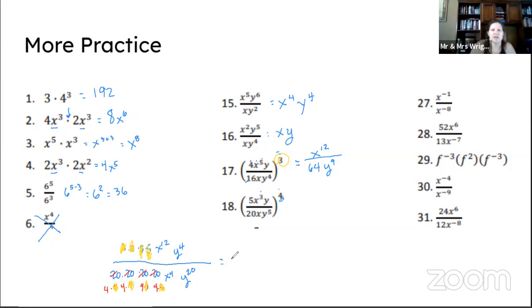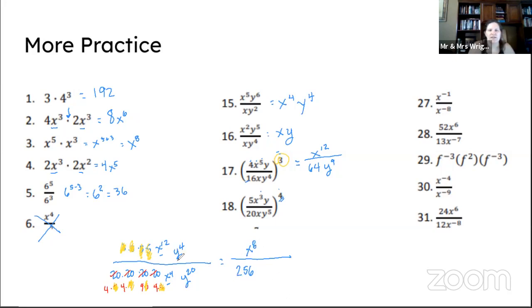256. So I'm going to go ahead and start this by writing 256 on my bottom. And on the top, my coefficient is going to be 1 because I've canceled out all of my numbers. Now I've got an x here, a common base of x, and I'm going to do 12 minus 4. 12 minus 4 is a positive 8. So I want to put x on the top with a positive 8.